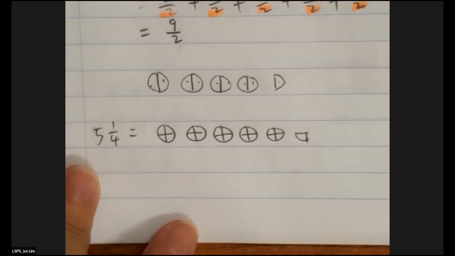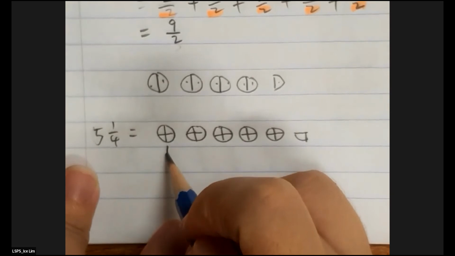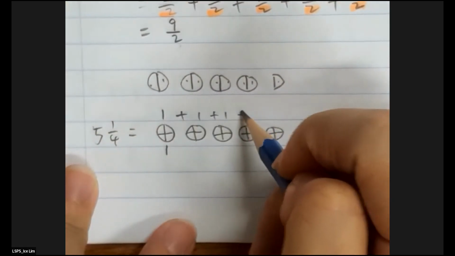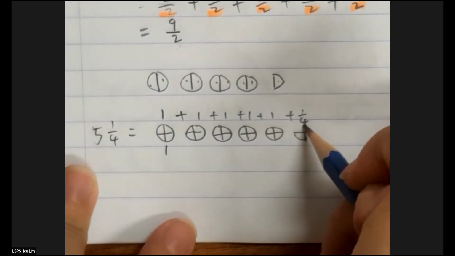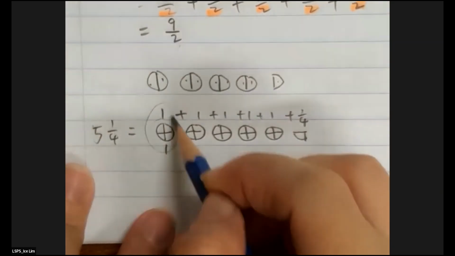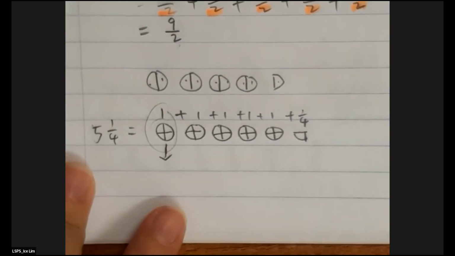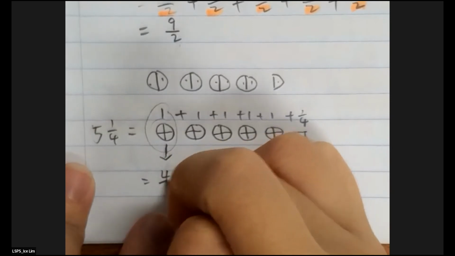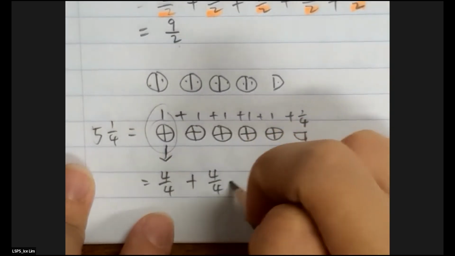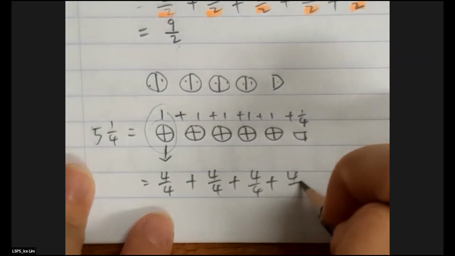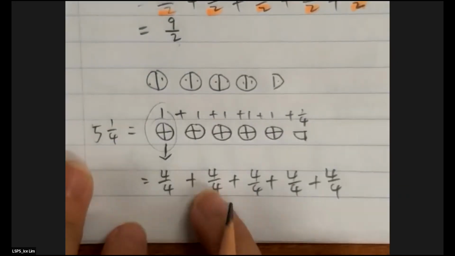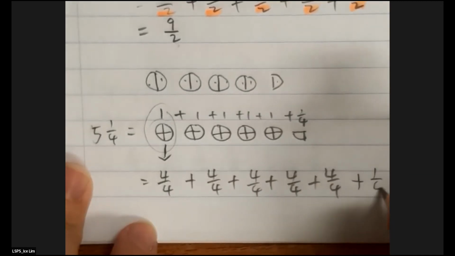Okay? All right, Joshi, can you tell me what this one is? I have 1 plus 1 plus 1 plus 1 plus 1, and then another quarter. If I were to change this 1 whole into a fraction, what would this be? 4/4. Very good. So I will have 4/4 plus another 4/4 plus another 4/4 plus another 4/4 plus another 4/4. 1, 2, 3, 4, 5, and then one more quarter.